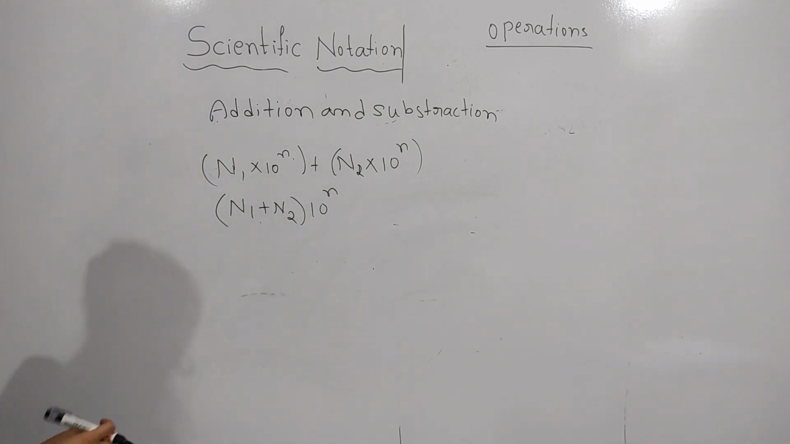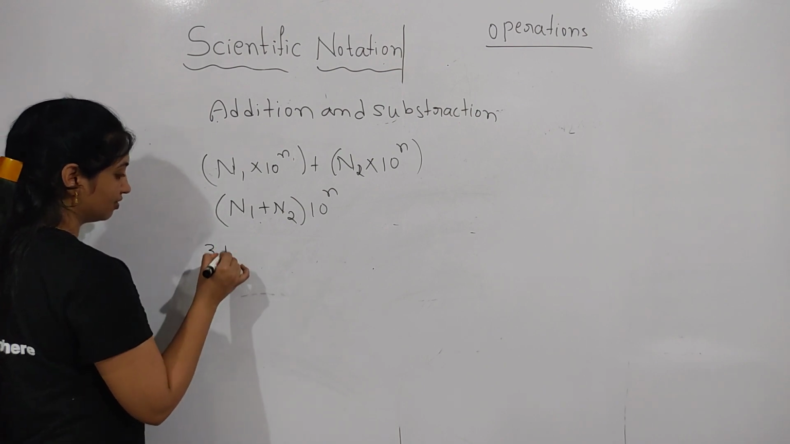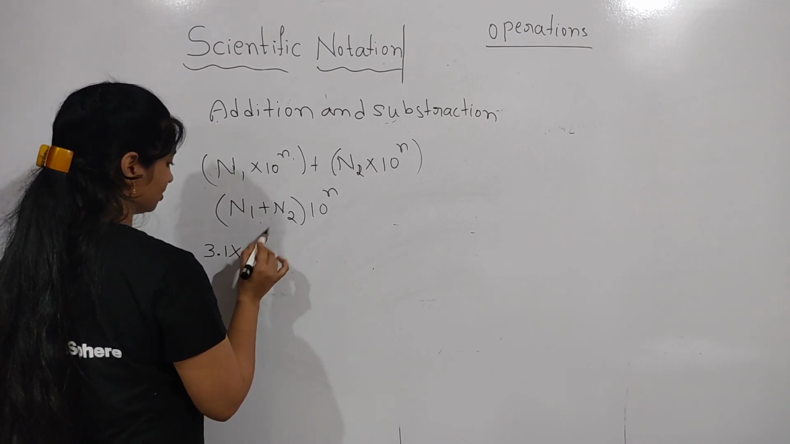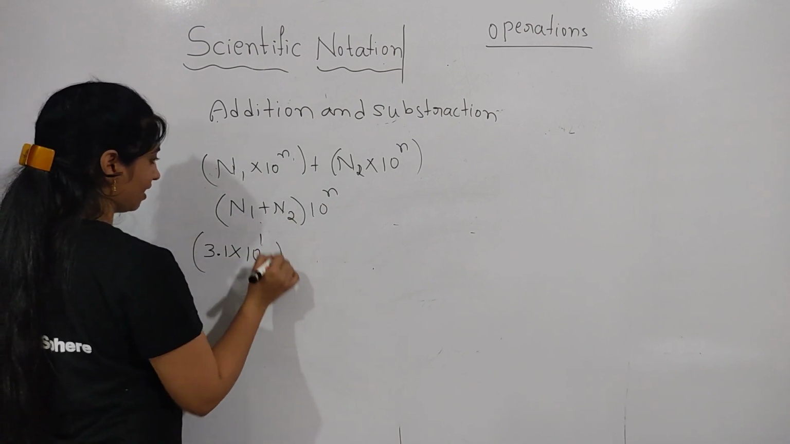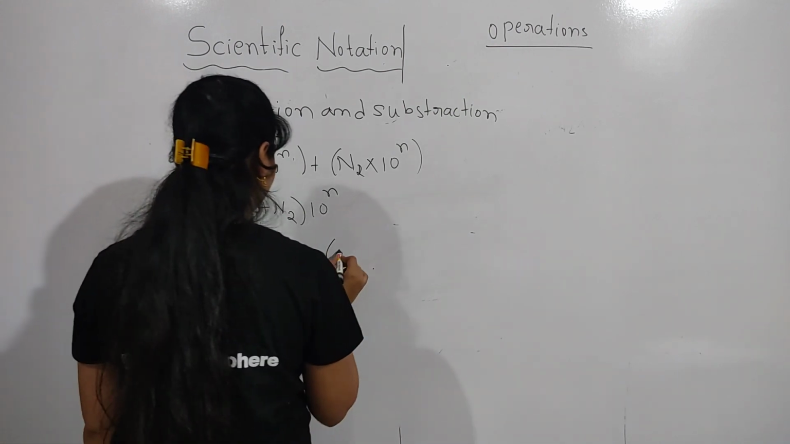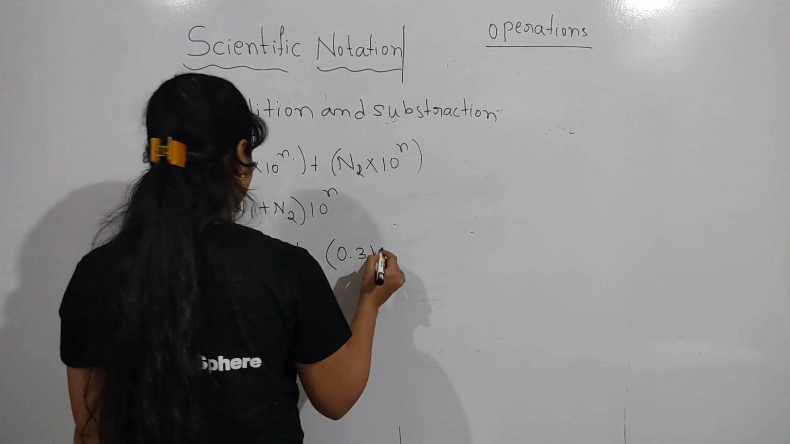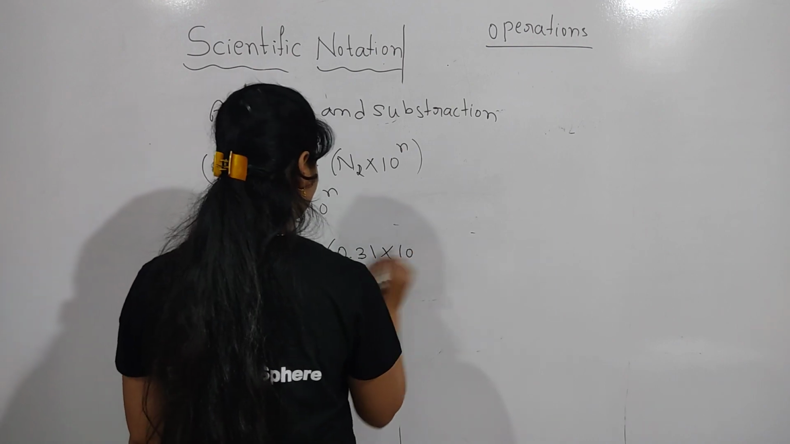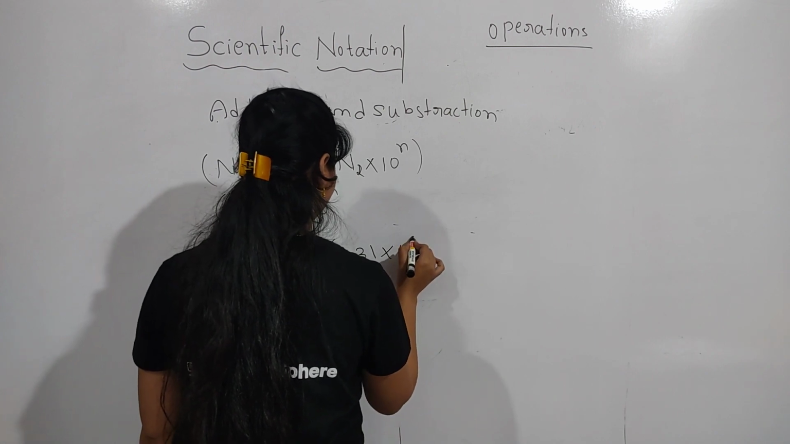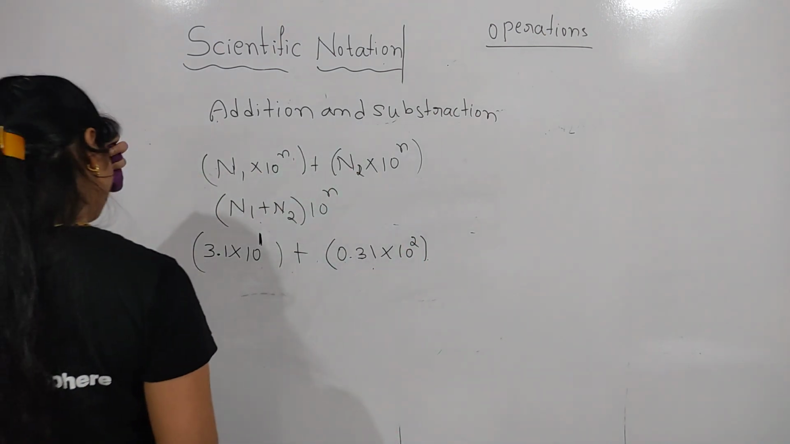I wish to take one example here. 3.1 into 10 raised to 1 plus 0.31 into 10 raised to 2. Then what will be the answer here?